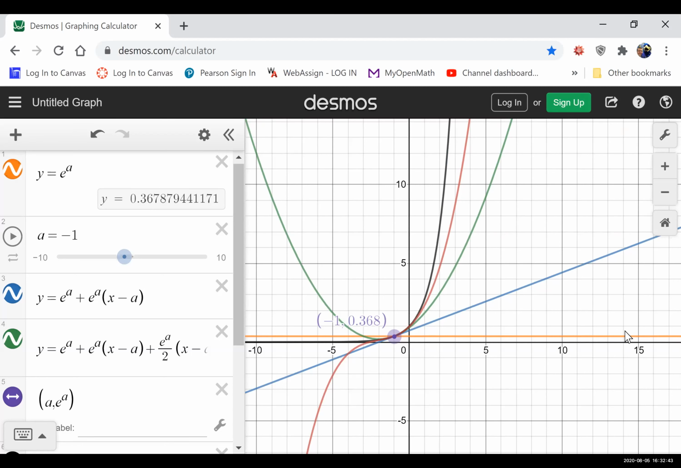Does my whole point here make sense? That you keep adding more and more terms, you're going to get closer and closer to the actual function at that point. And so this is, there you go. And you can see that.